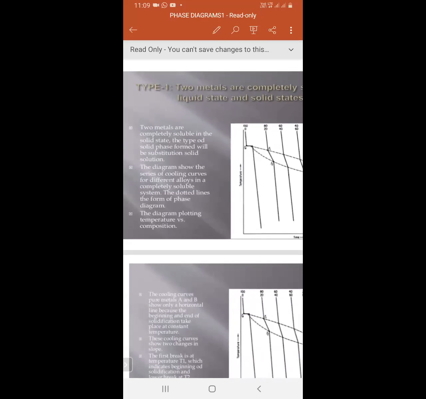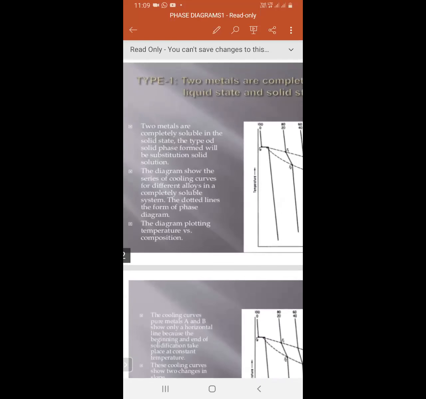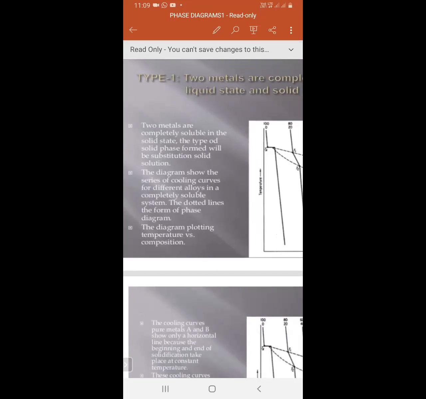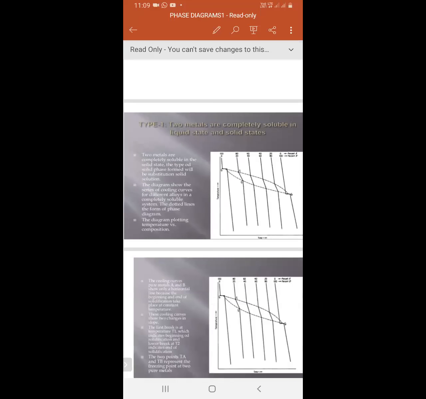See here, theory is there, some matter is there. Then I want to read that one, then you can easily understand. Two metals are completely soluble in the solid state. The type of solid phase formed will be substitution solid solution.